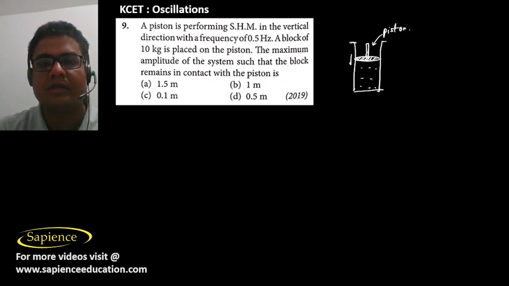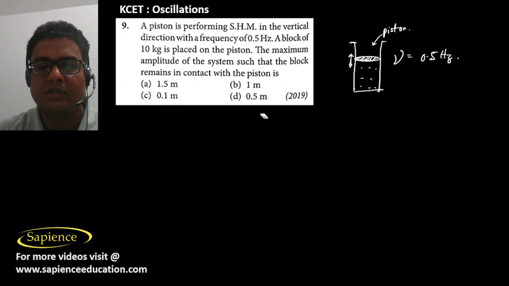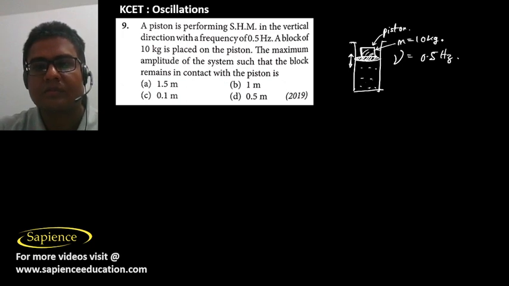The piston is performing SHM, meaning to and fro movement in the vertical direction, with a frequency of the SHM of 0.5 Hz. A block of 10 kg is placed on the piston. One block of mass 10 kg, and this is the piston. What should be the maximum amplitude of the system such that the block remains in contact with the piston?